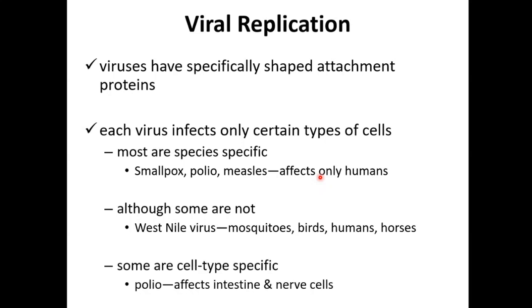Some viruses are even very specific. They affect cell type specific. So they can only affect some specific cell in the host. Example, polio, which infects the intestine mucus cells and nervous cell, only, nothing else. Some other viruses can infect all type of cells.